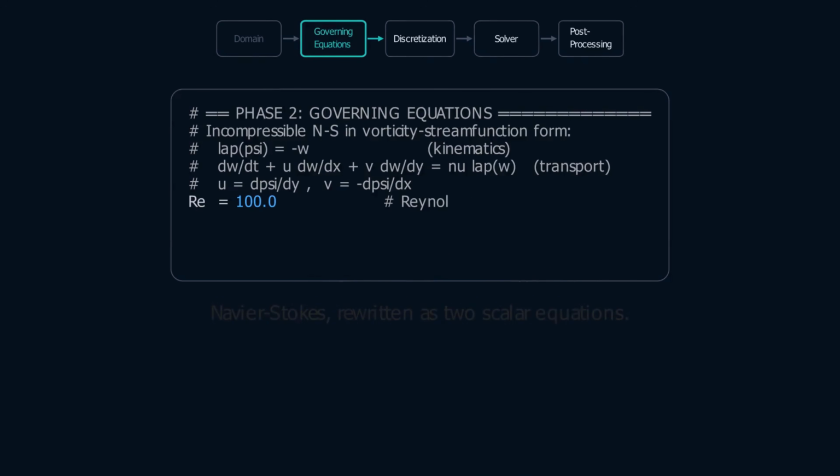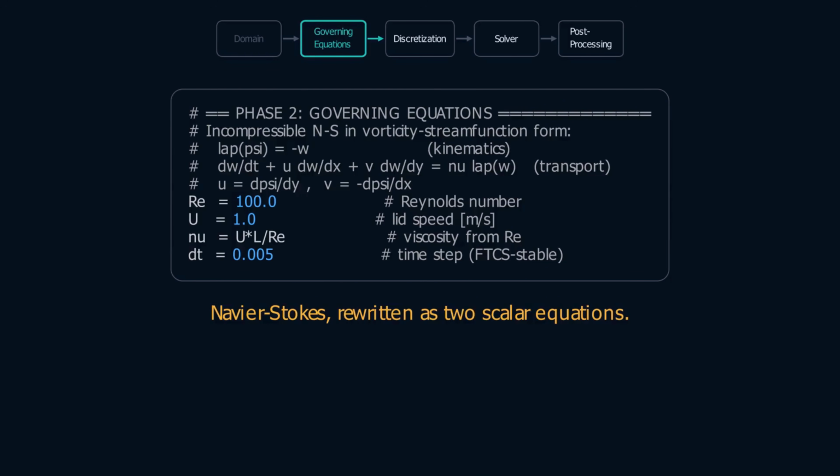In the script, the equations live in comments. The code only needs their consequences. What we type are the parameters: a Reynolds number of 100, the lid speed, and a time step chosen for stability.